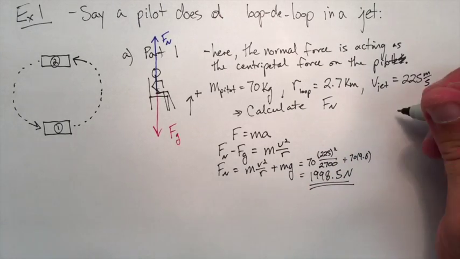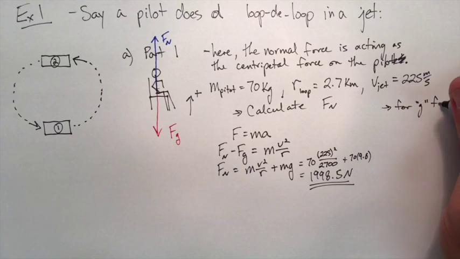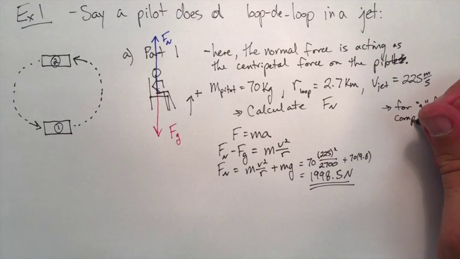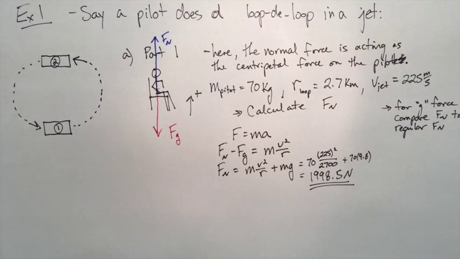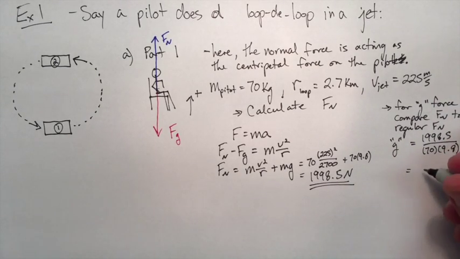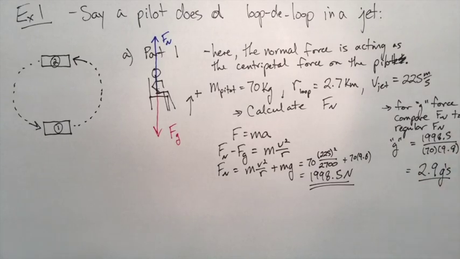So one thing that's often talked about in jets is if the pilot pulls a g-force. To calculate a g-force, all we need to do is compare our Fn to a regular Fn if he was at rest. So the g-force here would be 1998.5 divided by mg, so 70 times 9.8, and that ends up being 2.9 g's. So that would be through the bottom of the loop.